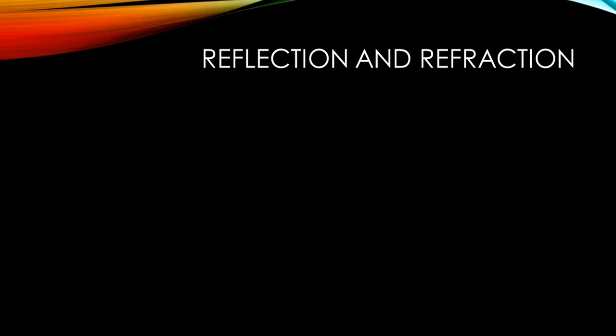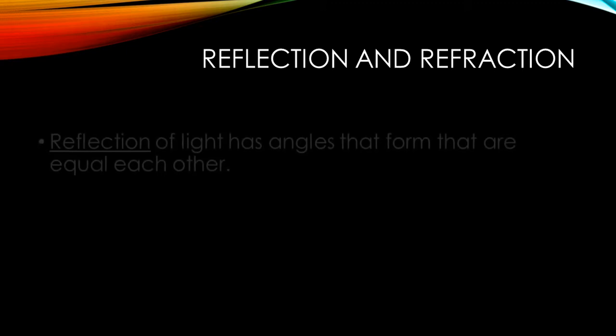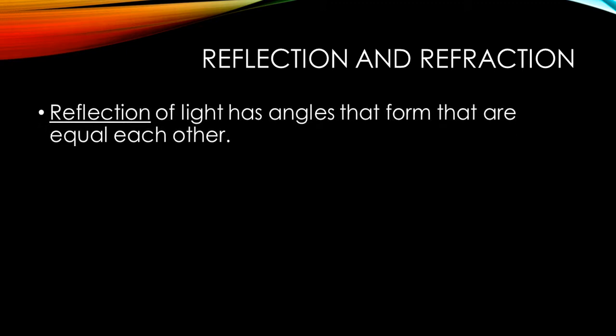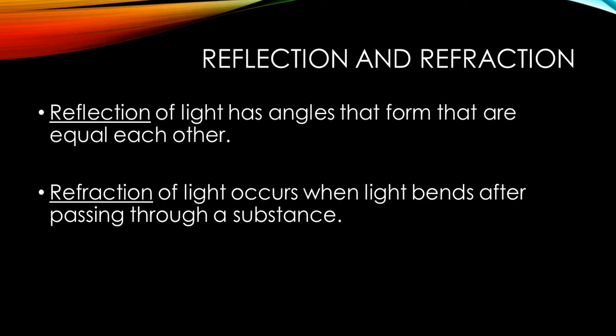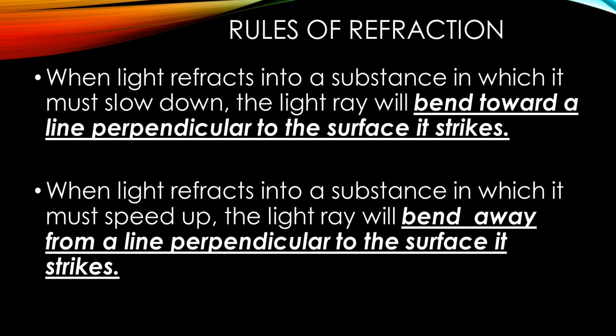Okay, so reflection and refraction. We did a little bit of reflection last time with our light beams, the angle of reflection, right? It has angles that are equal to each other. We saw that in our mirror that we did last time. But refraction occurs when the light bends after passing through a substance. So it's not going to be bouncing off of it, it's going to pass through it. Like light coming through our windows, right? And it's coming straight through our windows. It's completely transparent.